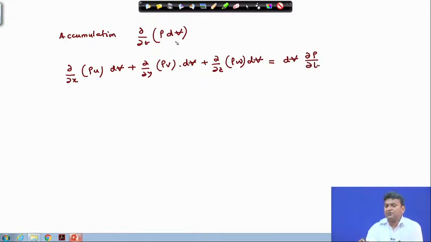So, if you write the full equation now, you will get, you can bring this dV out of the differential, because it is not a function of time. The volume or the size or the dimensions of the control volume do not change with time, right. So, what you can do is you can cancel this dV, the total volume of the control volume, and you get the conservation equation, which looks like this.